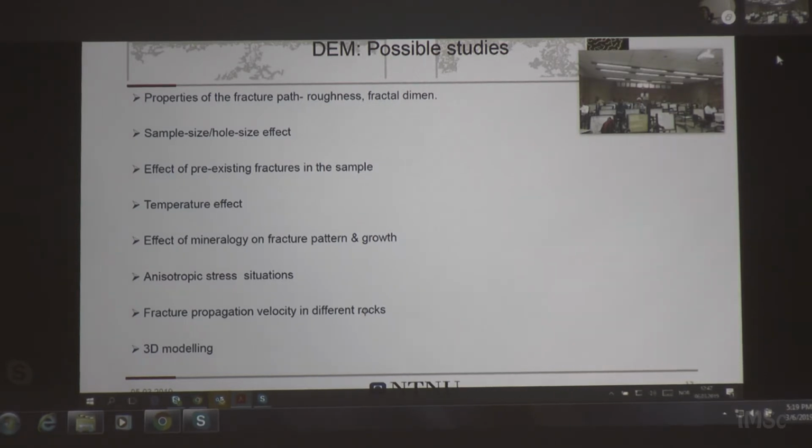And definitely the fracture propagation velocity. It's very important to know how far and how quickly your fracture can propagate. And we definitely should do the 3D modeling if we want to compare the scenario with the real case or the field case.